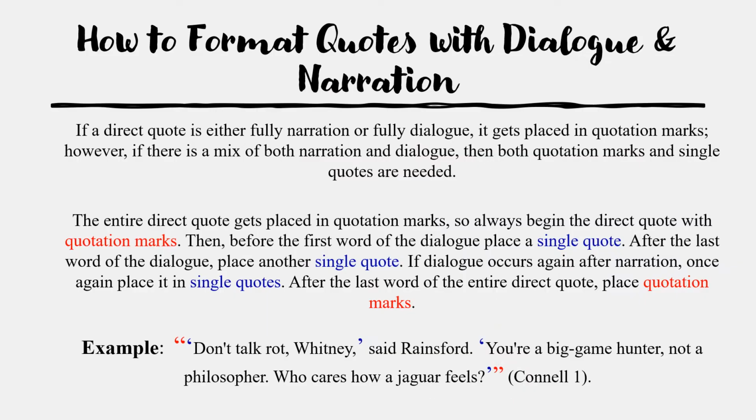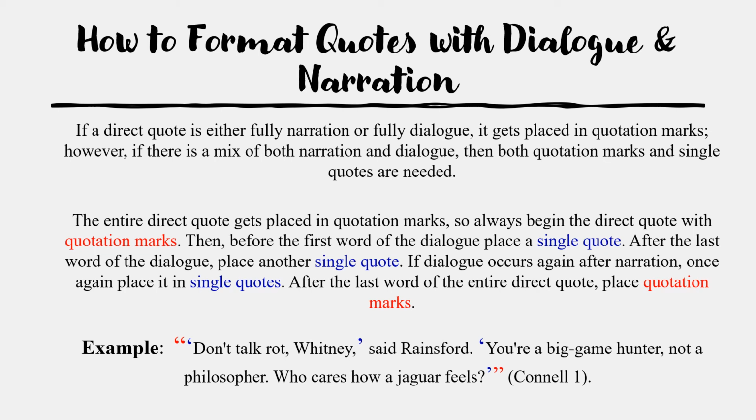I wanted to throw a bonus into this video because one question that comes up frequently is how do we format quotes that have both dialogue and narration? So this is something that appears a lot, and if you're using in-text citations, that means a lot of times you'll be using at least 1 or 2 direct quotes. So hopefully this helps you in that vein if you end up having a direct quote that has both dialogue and narration. So first, let's start off by saying that if a direct quote is either fully narration or fully dialogue, it gets placed in quotation marks, regardless of it being narration or dialogue.